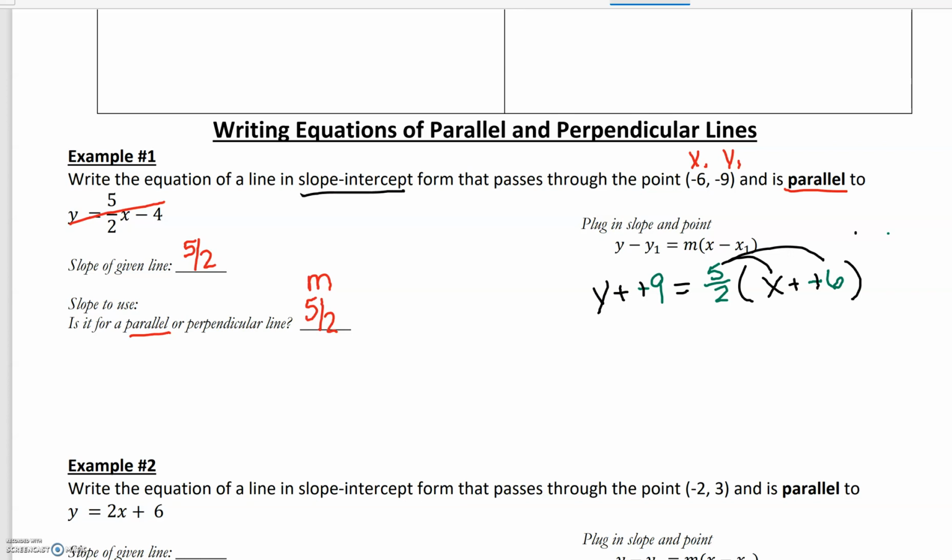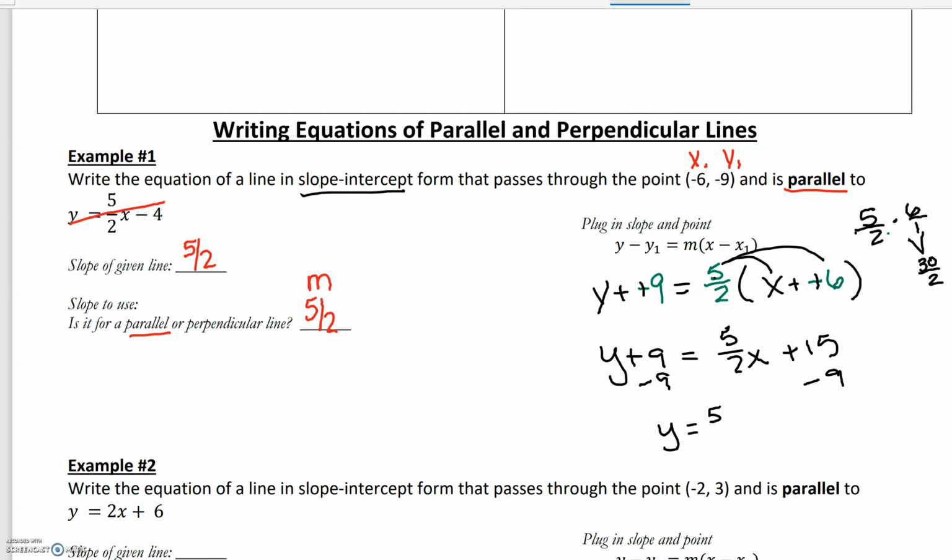So I want to get it into slope intercept, which means I need y alone. So I need to do the distributing and then get that y alone. So 5/2 x, 5 times 6. So we're going to take 5 times 6, that's 30. And then 30 over 2, hey, that's 15. So I can go ahead and put a plus 15, right? Because that's 30 over 2. And then I'm going to do one last step to get y alone, and that's subtract the 9. So y equals 5/2 x plus 6. That is my final answer.